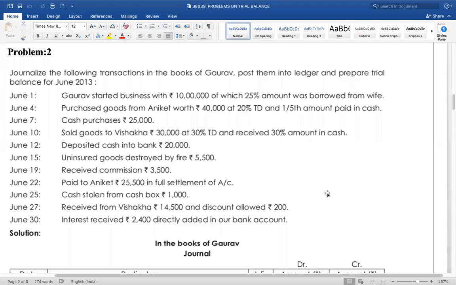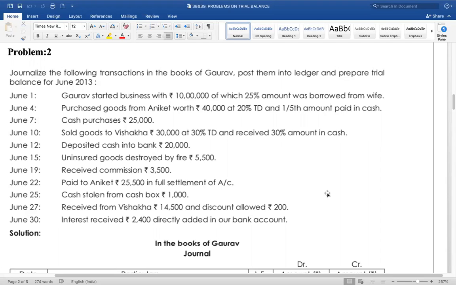Problem 2. I think we can complete this. Journalize the following transactions in the books of Gaurav, post them into ledger, and prepare trial balance for June 2013. On 1st June, Gaurav started business with 10 lakhs, of which 25% amount was borrowed from his wife.